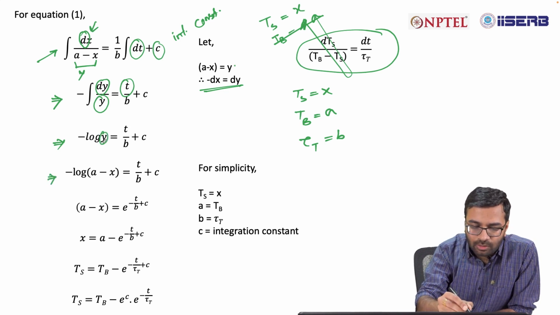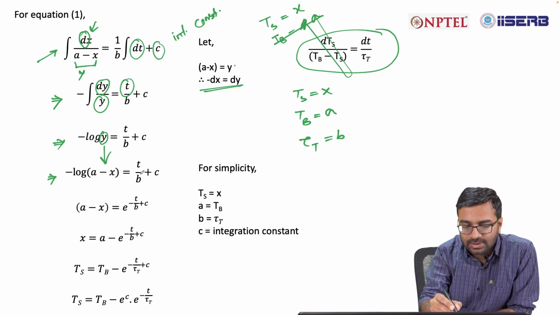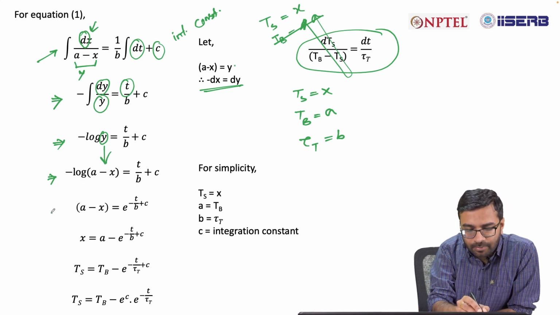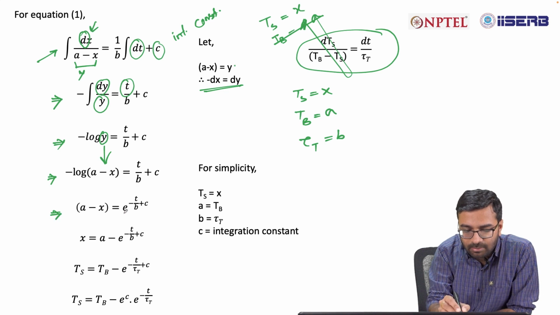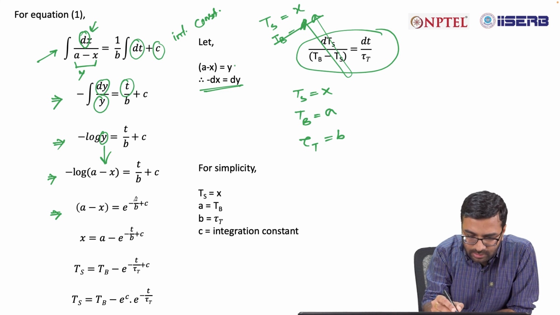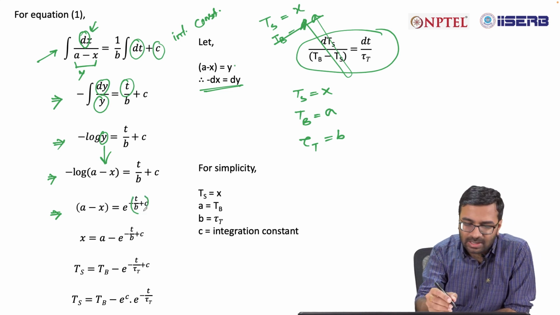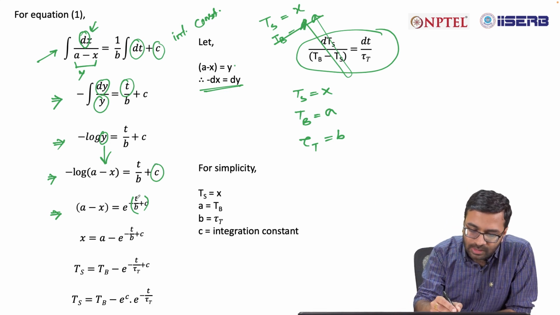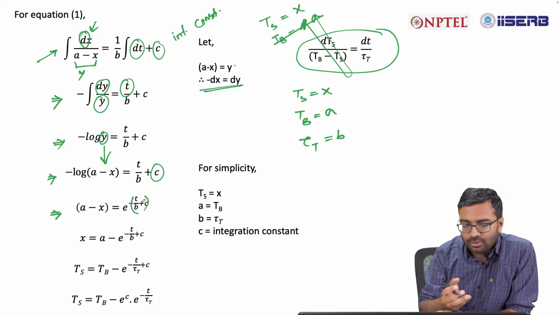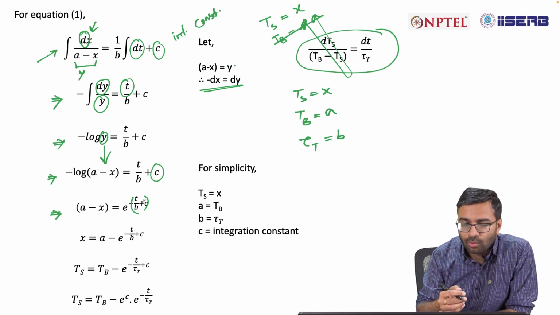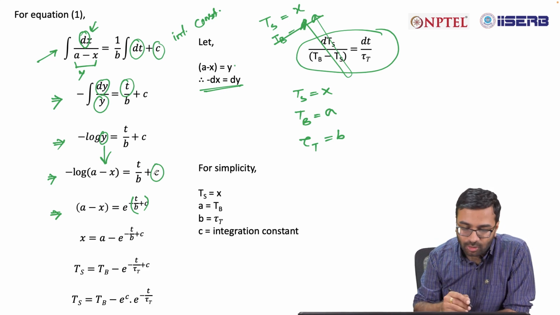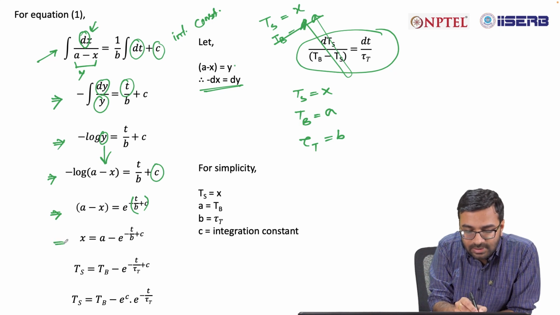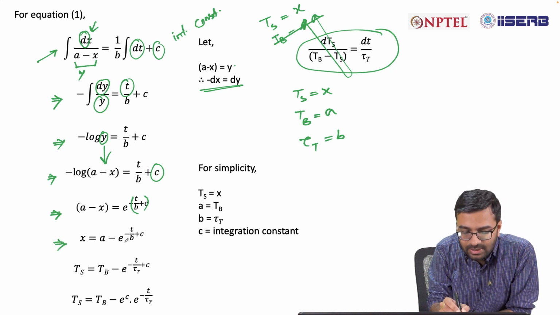Put the value of y over here. So, it is minus log of a minus x is equal to t by b plus c. So, your a minus x is nothing but e to the power minus t by b plus c. Actually there should be a bracket, but it does not matter because c is anyways the integration constant. You can consider it as minus t by b plus c as well. That won't make a difference because c is anyways an integration constant. So, your x in this case is a minus e to the power minus t by b plus c.